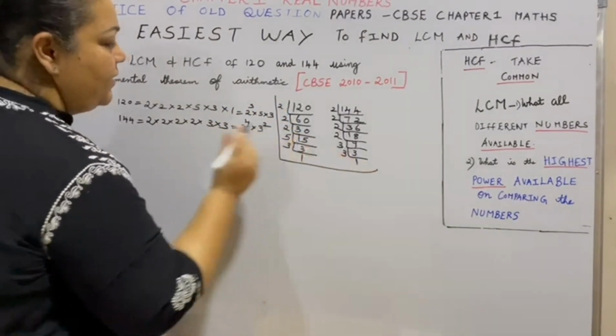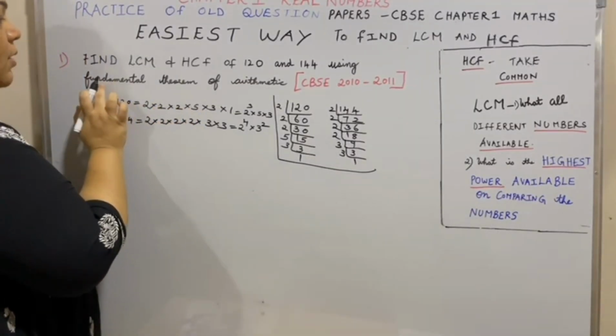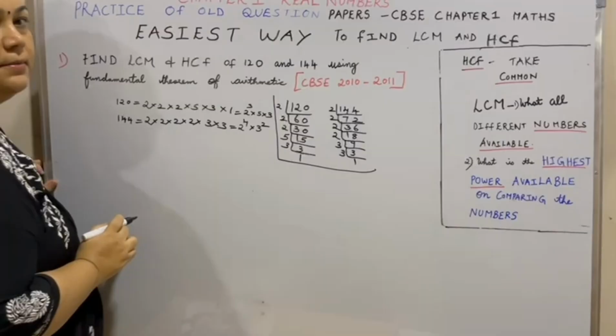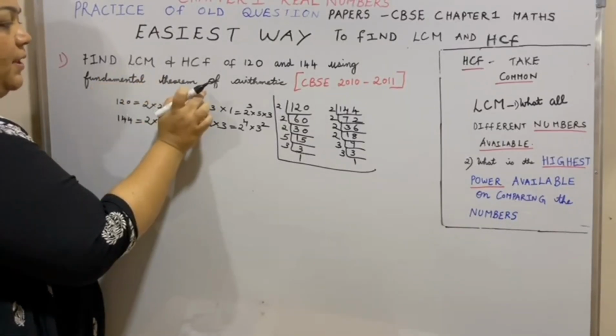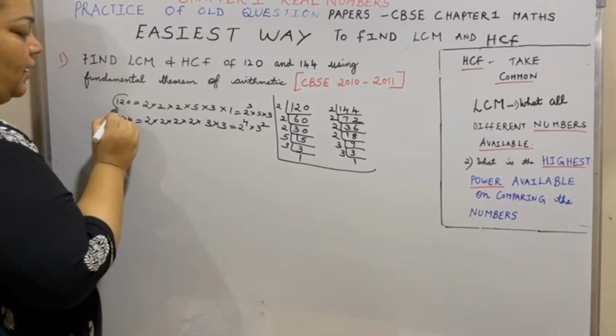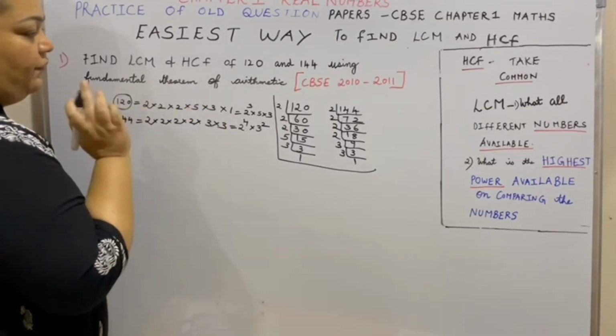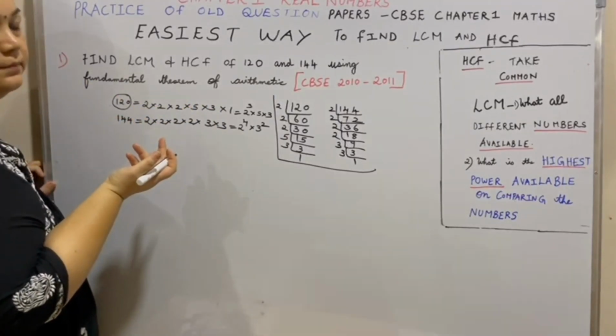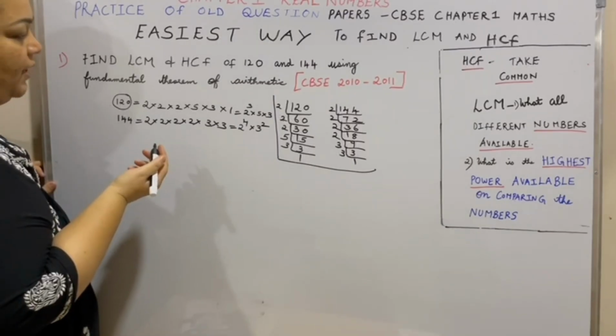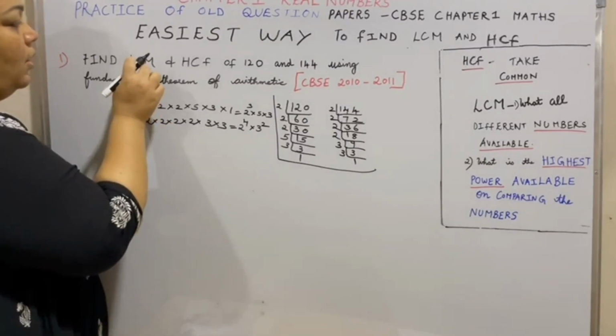By prime factorization, you are taking all the factors. So what is the fundamental theorem of arithmetic? It says that a composite number is equal to the product of primes. That's all. That is the fundamental theorem of arithmetic. So now what is the question?